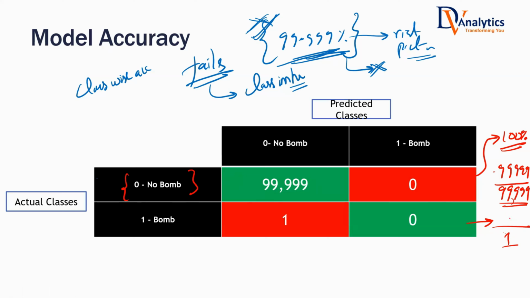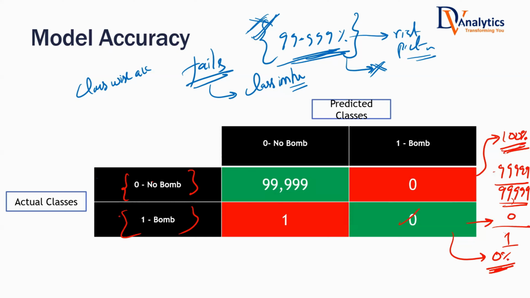Of all these cases, accurate predictions are zero. Tell me what is the accuracy percentage for class 1? Zero. 0%. What is the accuracy of class 0? 100%. What is the accuracy of class 1? 0%.